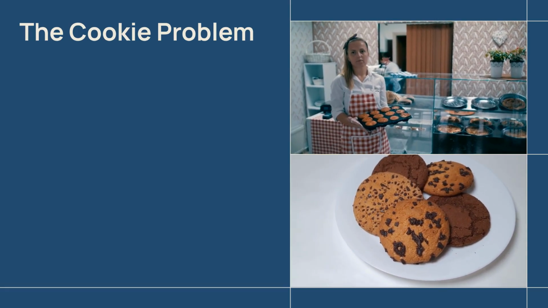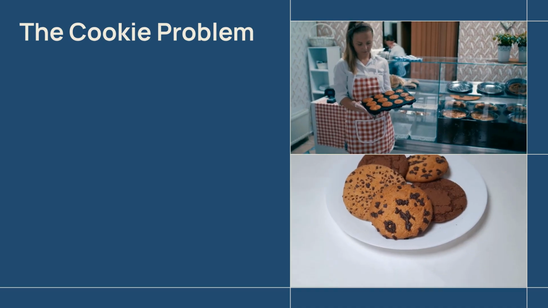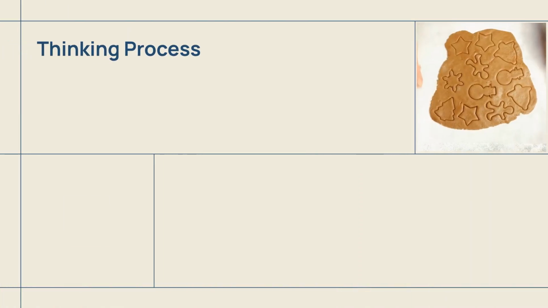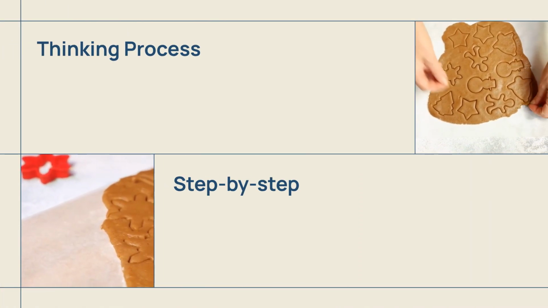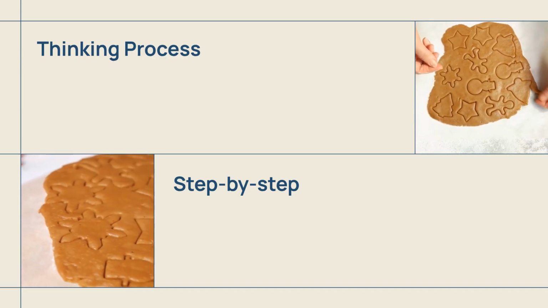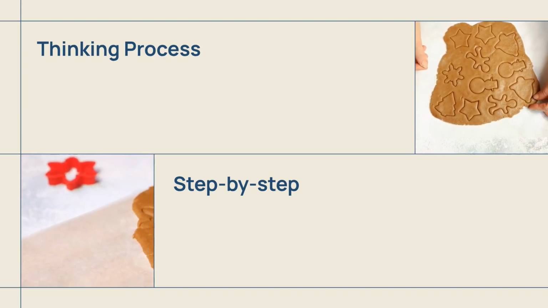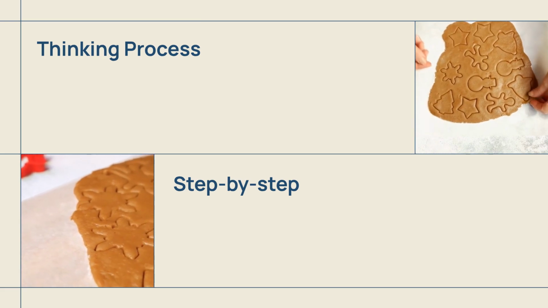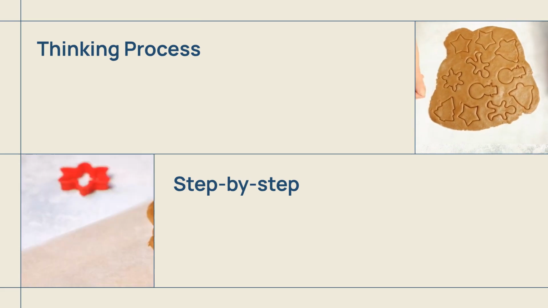Without chain of thought, an LLM might jump to an incorrect answer. With chain of thought, we'd prompt the LLM to think step by step. First, calculate half of the cookies. Second, subtract the cookies given to the friend. This guided process leads to the correct answer.